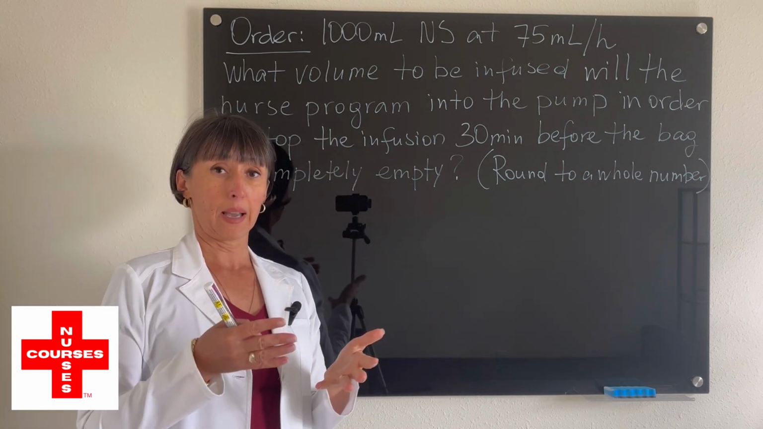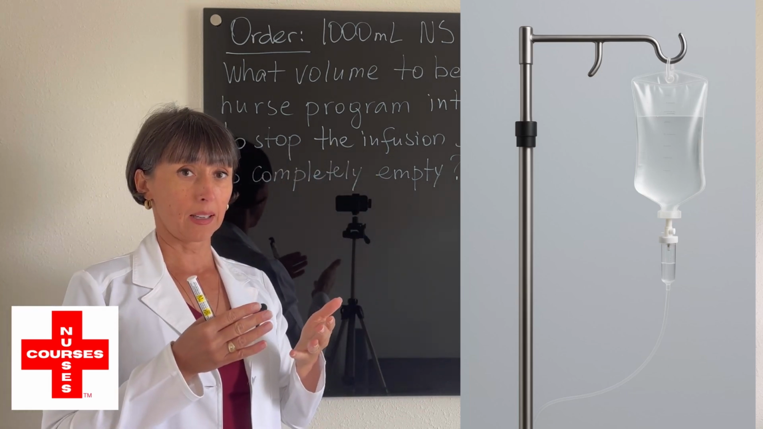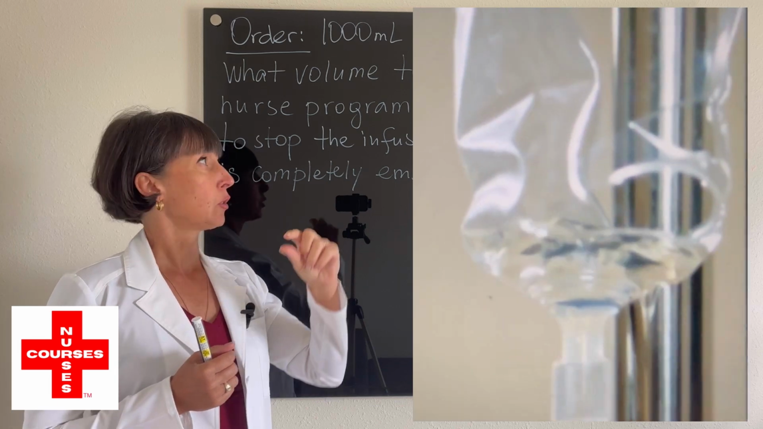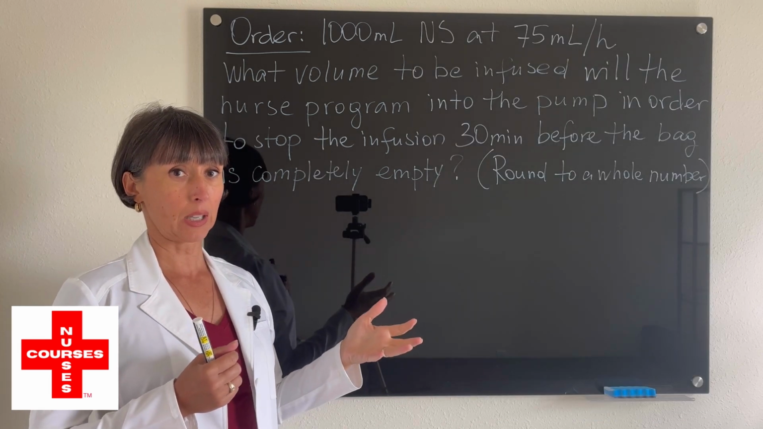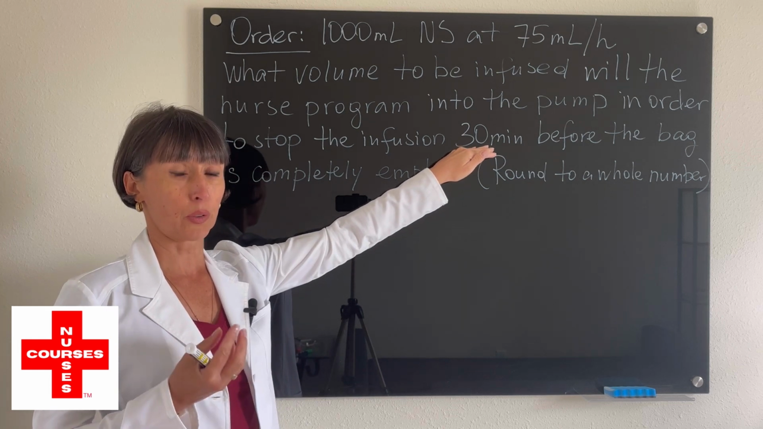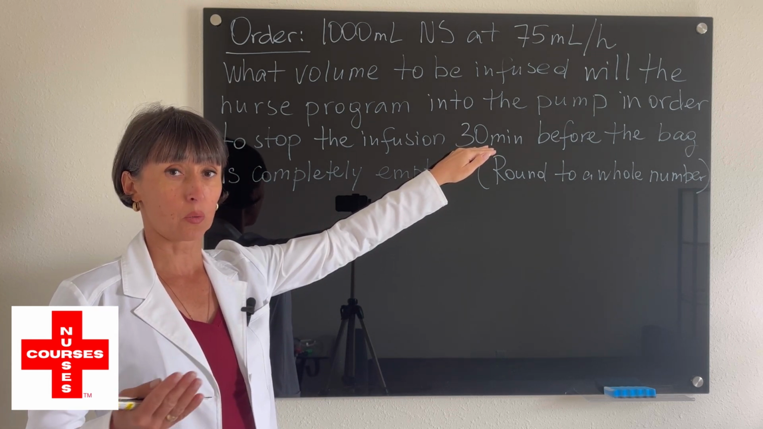Imagine a bag of normal saline. You don't want to infuse the entire bag. You want to keep some amount on the bottom and you want to infuse the rest. Okay? And the amount you want to keep on the bottom is 30 minutes worth of fluid. So let's find first what is 30 minutes worth of fluid.